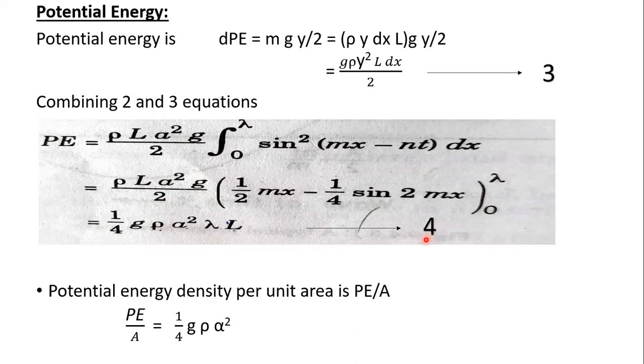Finally we can write that the potential energy density per unit area, that is PE per unit area A, is equal to 1 by 4 g rho A square. We know that A is equal to lambda L, so in place of lambda L, I can put capital A. If I shift the capital A to the left side, it becomes the denominator: PE by A is equal to the remaining term, 1 by 4 g rho A square.